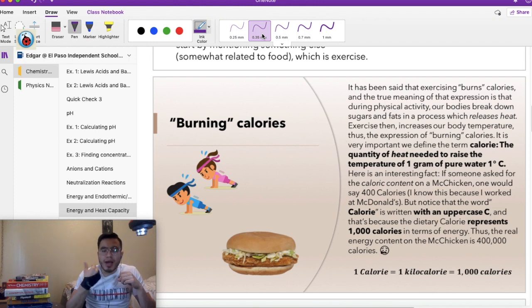But if we write calorie with the capital or uppercase C, which is the one we use for food, we are really saying a kilocalorie or 1,000 calories. For instance, if I were to say this McChicken has 400 calories, capital C, I am really saying this McChicken has 400,000 calories, lowercase c. Okay?